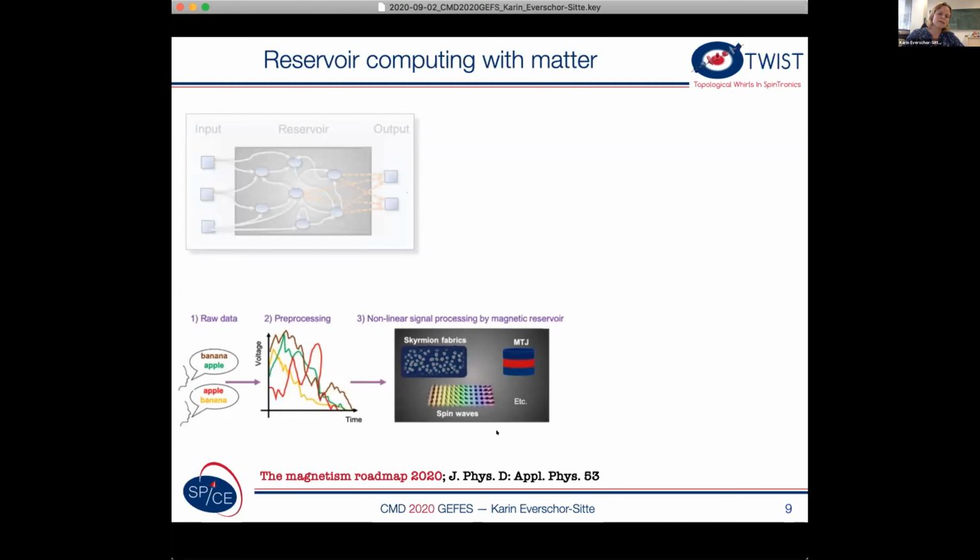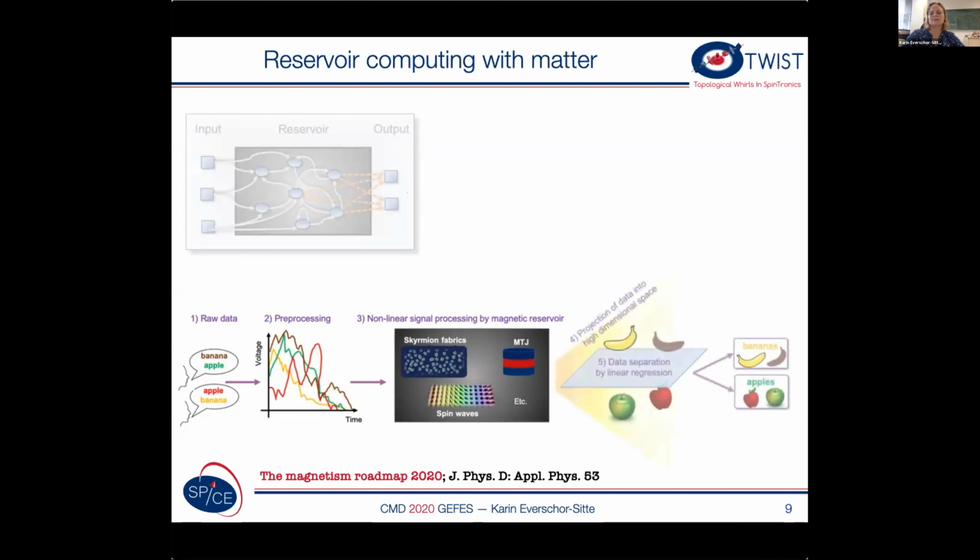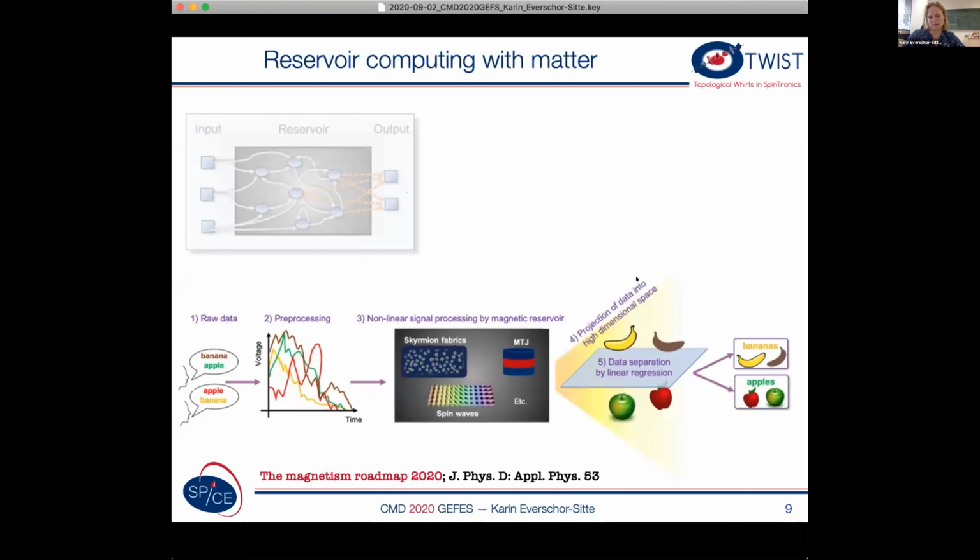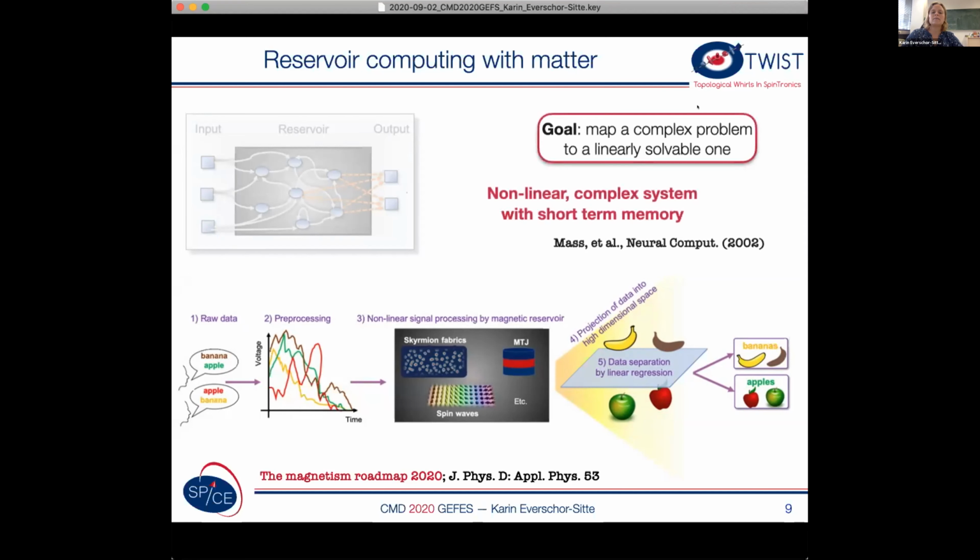The idea is that this system acts as a reservoir, which does some nonlinear signal processing in the sense that it projects the signal into a high dimensional space. In my drawing, this high dimensional space is just 3 dimensions because I cannot plot further. In this high dimensional space, I can draw a plane, and everything above is banana and everything below is apples. So I can do data separation by linear regression, and therefore I have mapped a complex problem, differentiating what people have said, into something that is linearly solvable. That's the goal of reservoir computing: you start off with a complex problem, and you map it to something that's linearly solvable.